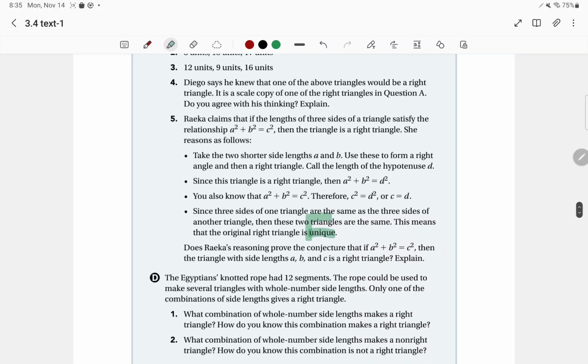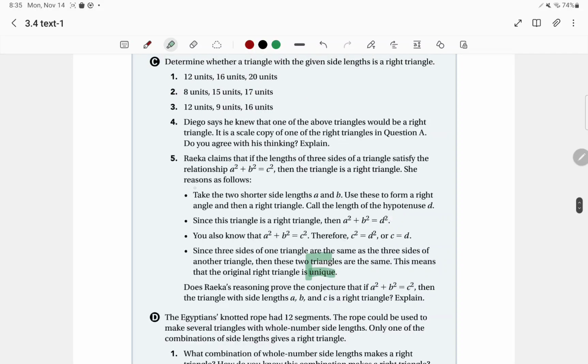So, question down here: does Reka's reasoning prove the conjecture, if a squared plus b squared equals c squared, then triangle side lengths a, b, and c is a right triangle? You might have to read through some of her statements right here, but go ahead and try 1 through 5 in part C. Pause the video, try those, and then come back and see how you did.